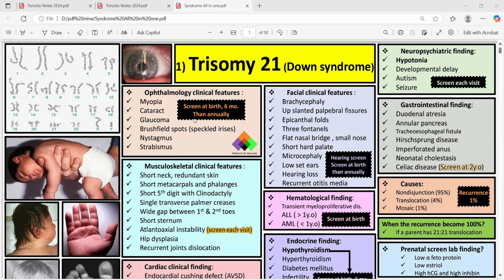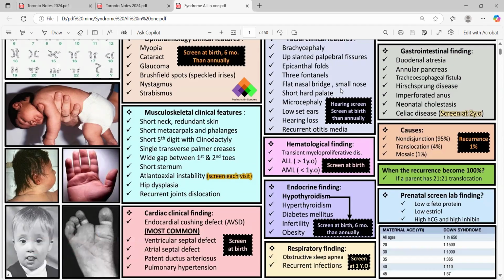Then comes the causes. What could be the causes? The mosaic pattern could be there, non-disjunction, and then translocation. So recurrence is only 1%. The recurrence becomes 100% if the parent has a 21;21 translocation. Prenatal screening or lab findings are basically low alpha-fetoprotein, low estriol, high HCG, or high inhibin.